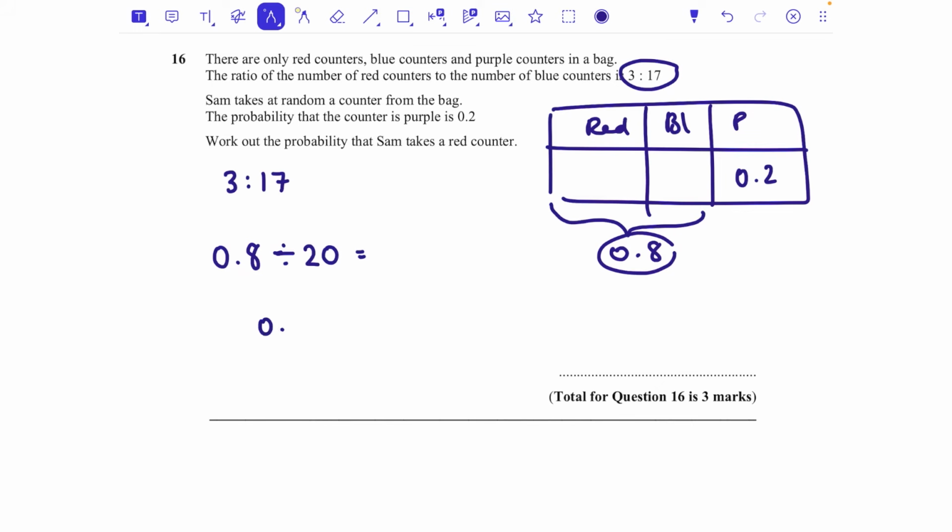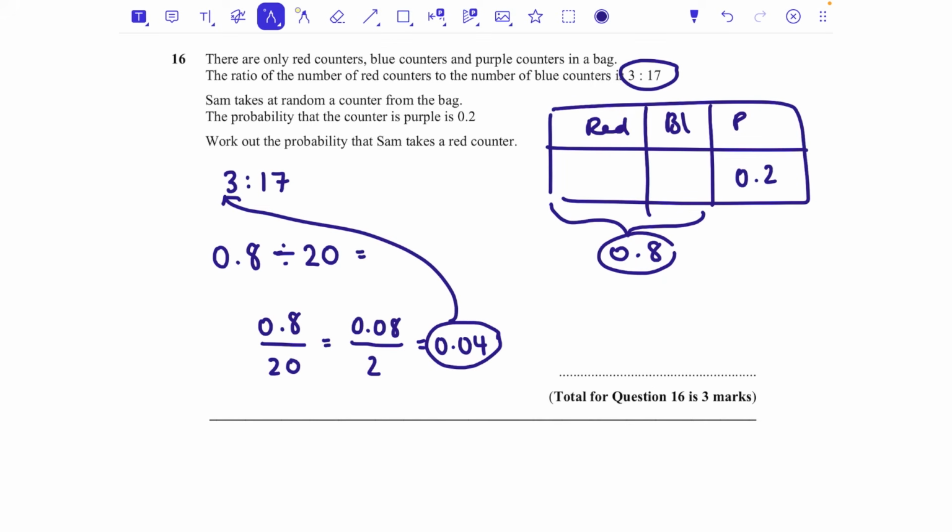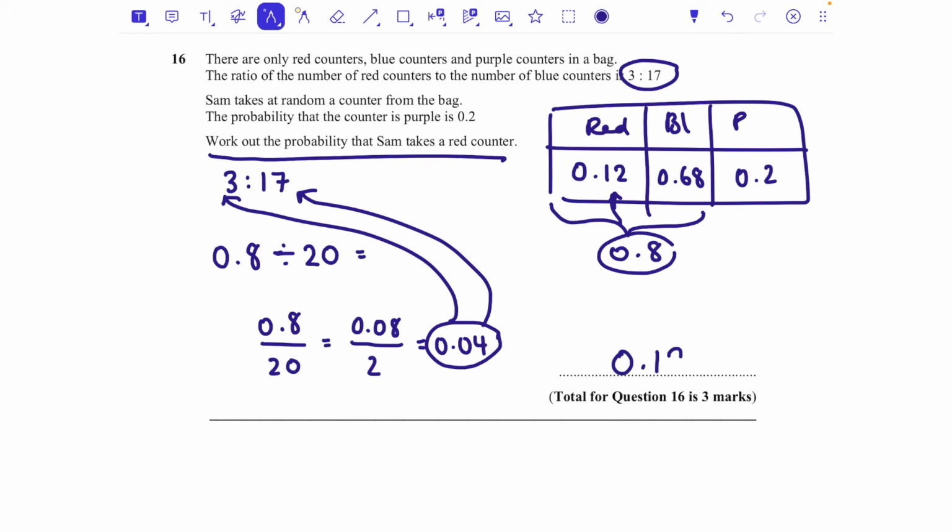Now, again, I say to you guys, if you get a tricky division and you don't know how to do it, write it as a fraction. I'm going to say that that would be easier if I was dividing it by 2, in which case it's 0.08 divided by 2, which is 0.04. I now just need to multiply that by 3 to get the probability of red, so that would be 0.12, and I need to multiply it by 17 to get the probability of blue, or you can just take 0.12 away from 0.8, so that's going to be 0.68. Perfect. Work out the probability that Sam takes a red counter, so our answer here is 0.12.